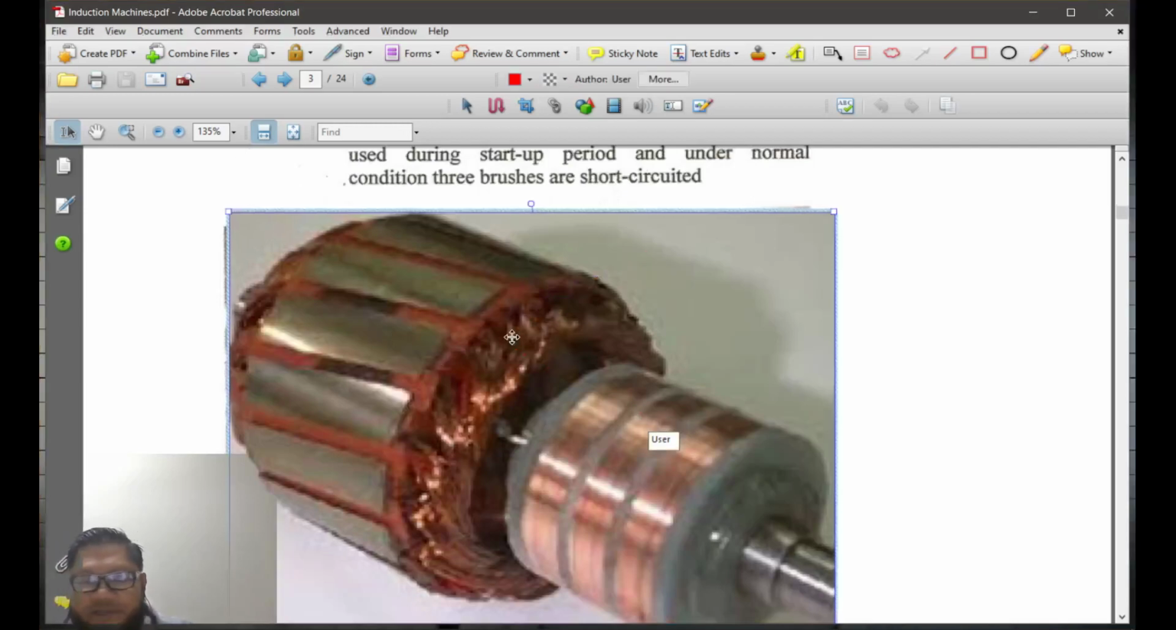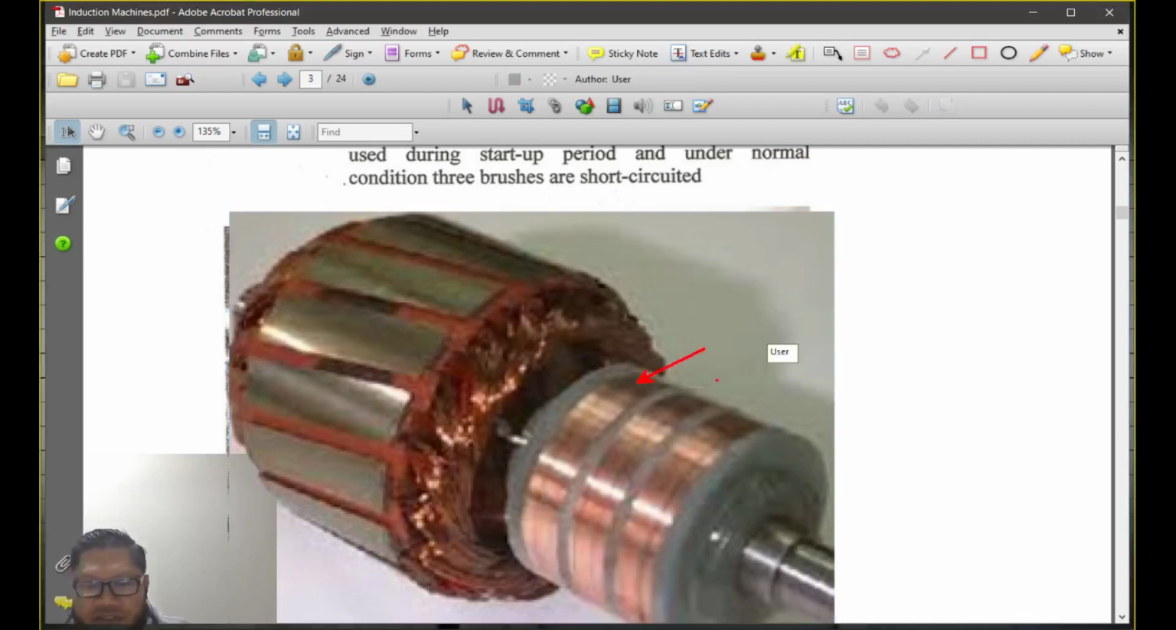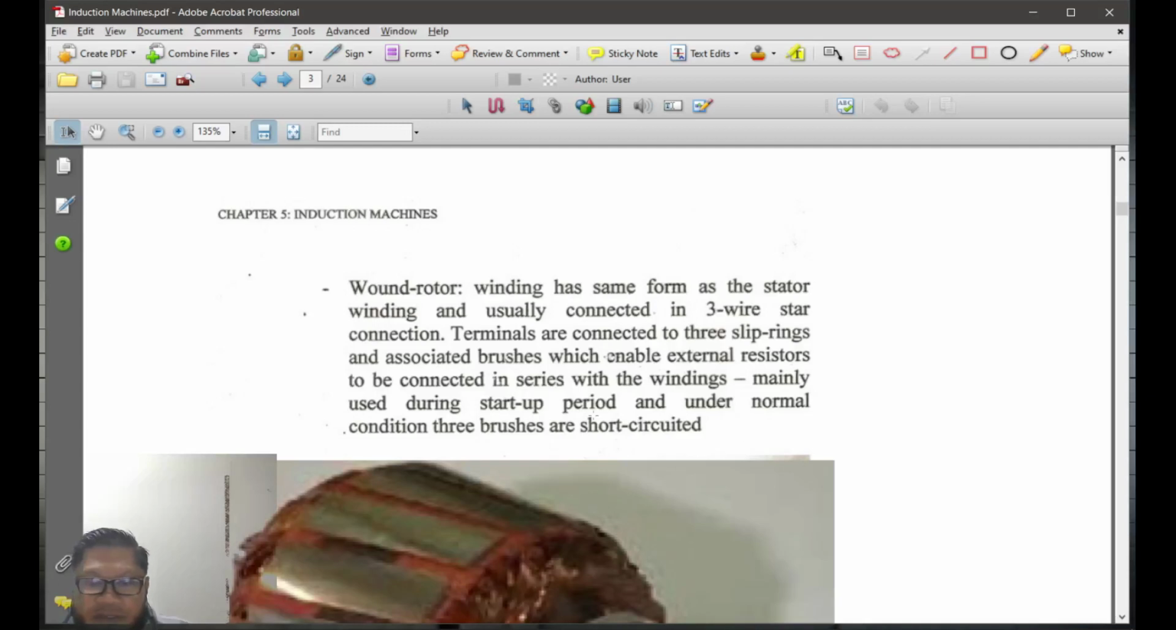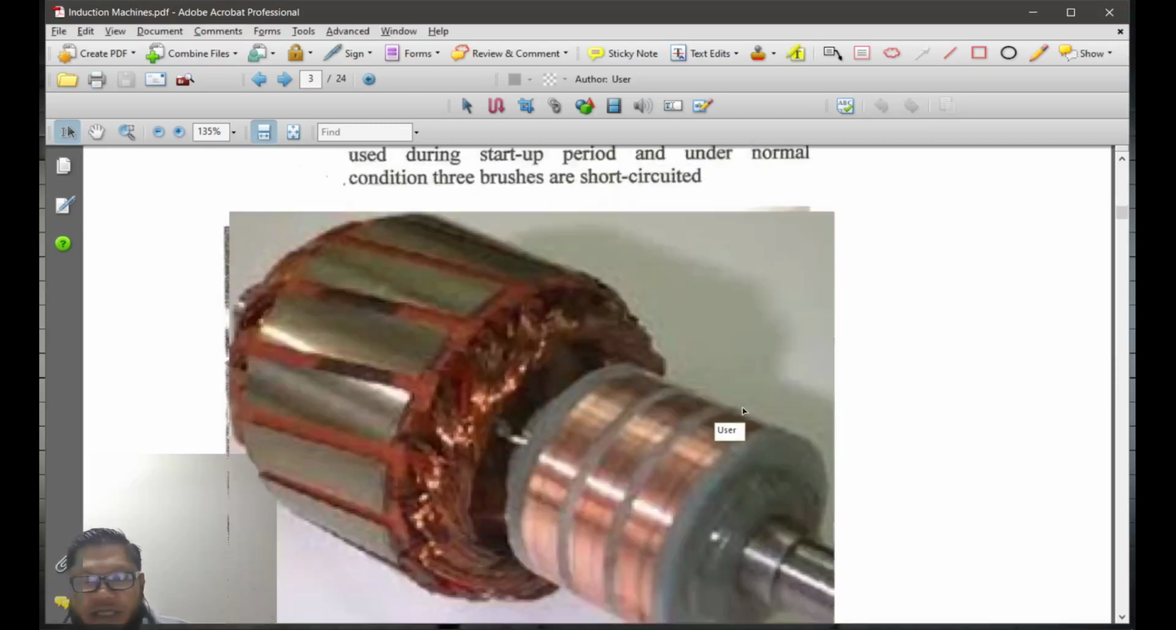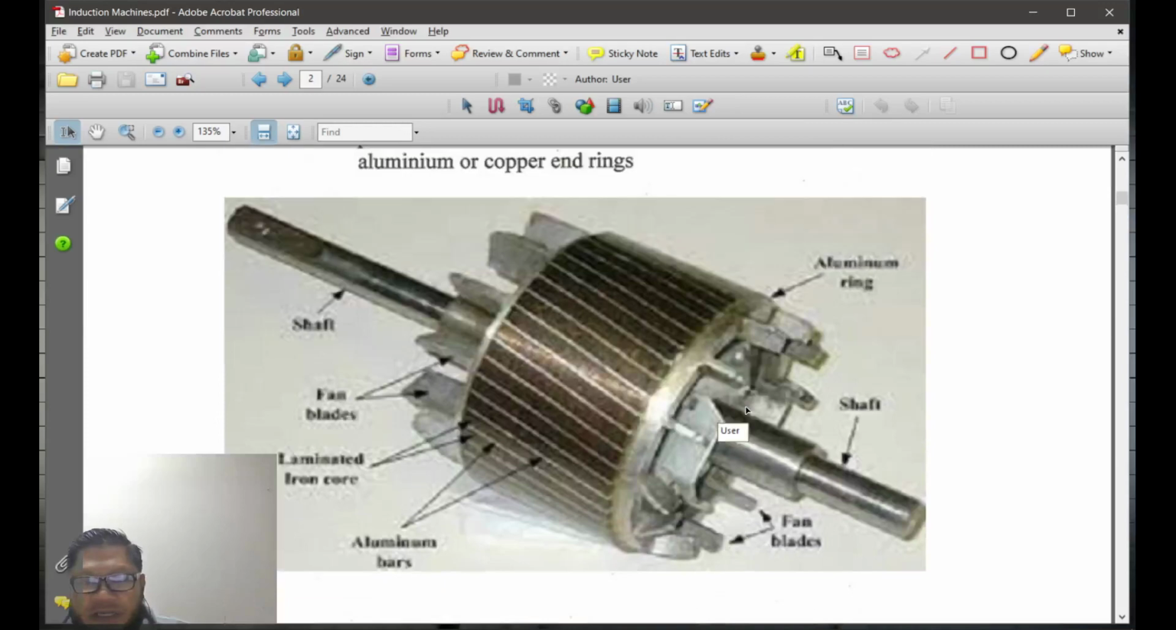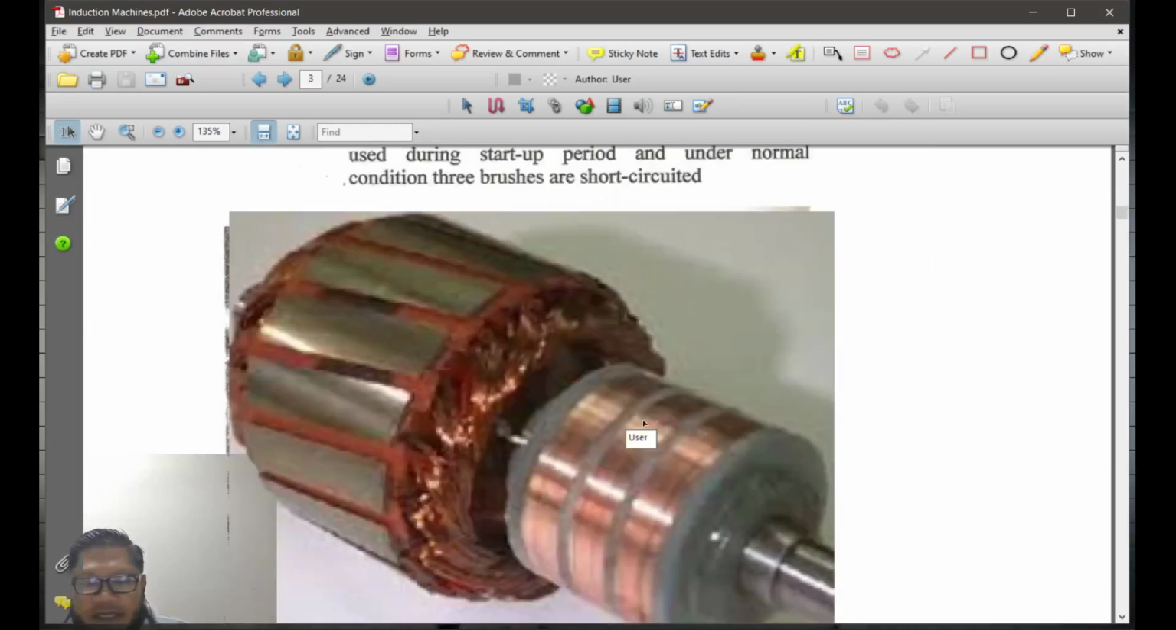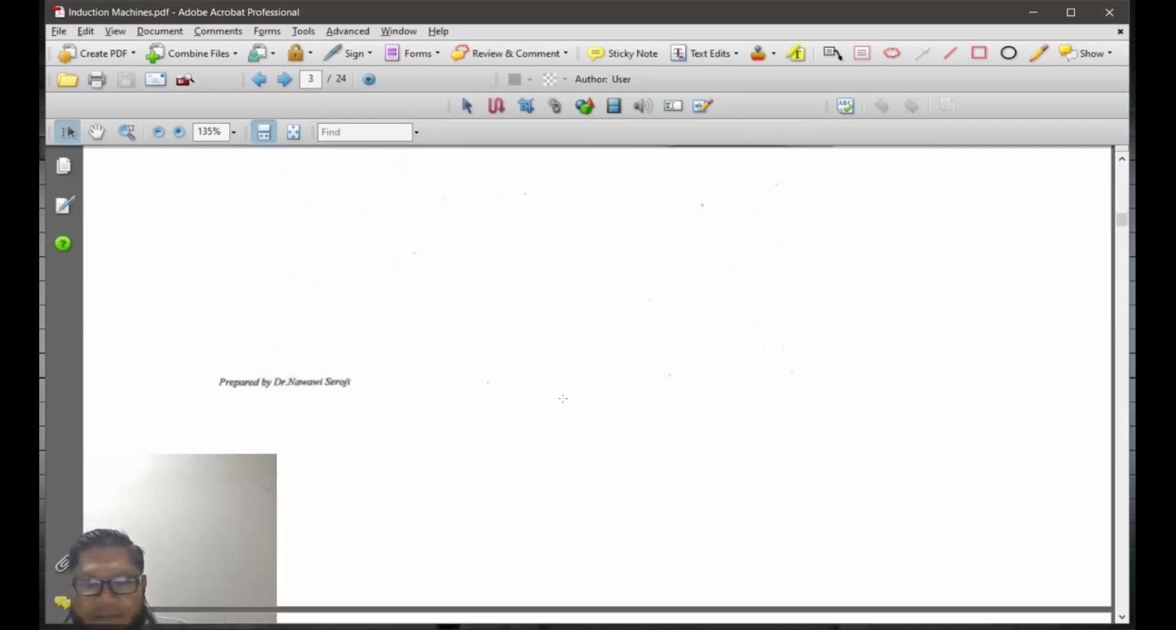So this winding wire again consists of three phases, and the end of it will be connected to this slip ring here. This becomes the starter circuit, connected to three brushes that are short circuited. So that is the comparison between the squirrel cage and wound rotor types.